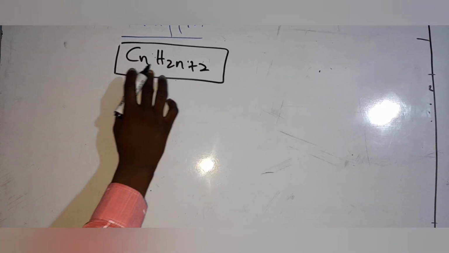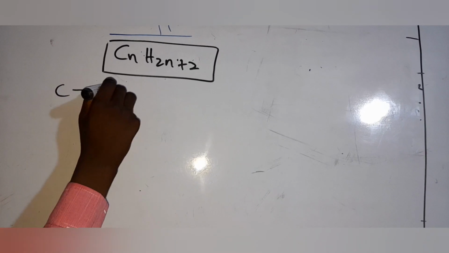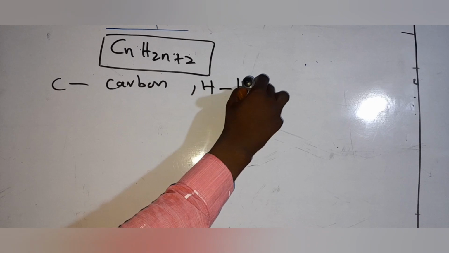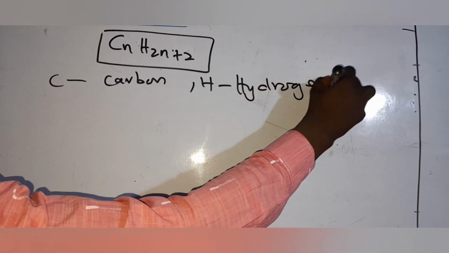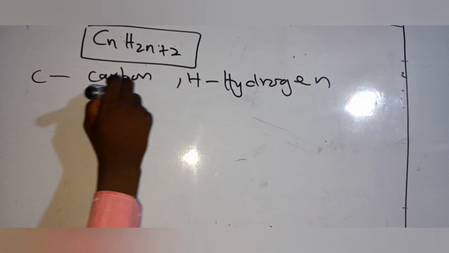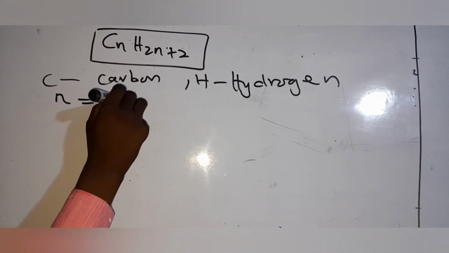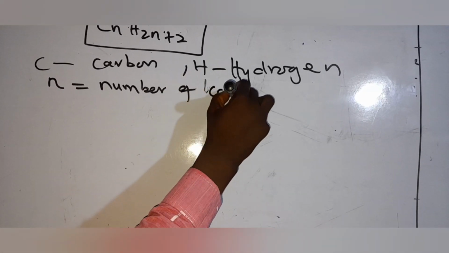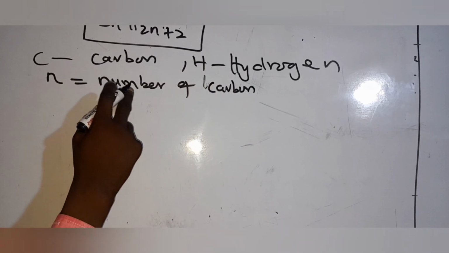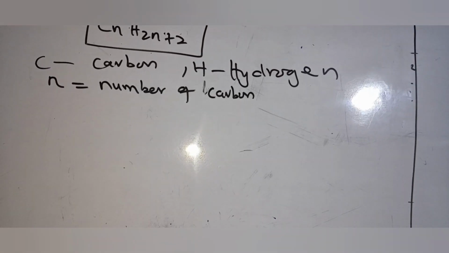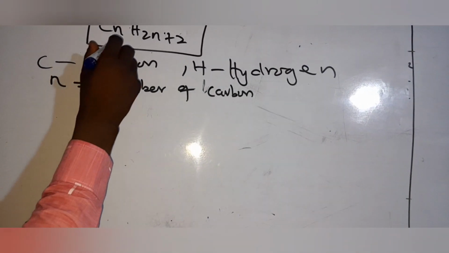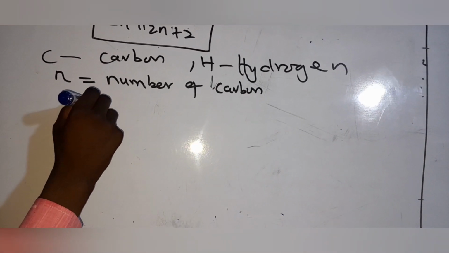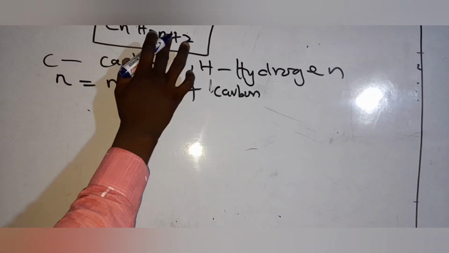Now somebody asks, what's all this? The C represents carbon, and the H represents hydrogen. And then the n equals the number of what? The number of carbon atoms. Now, if you have CnH2n+2, if n is equal to 2, we'll see what this formula becomes.